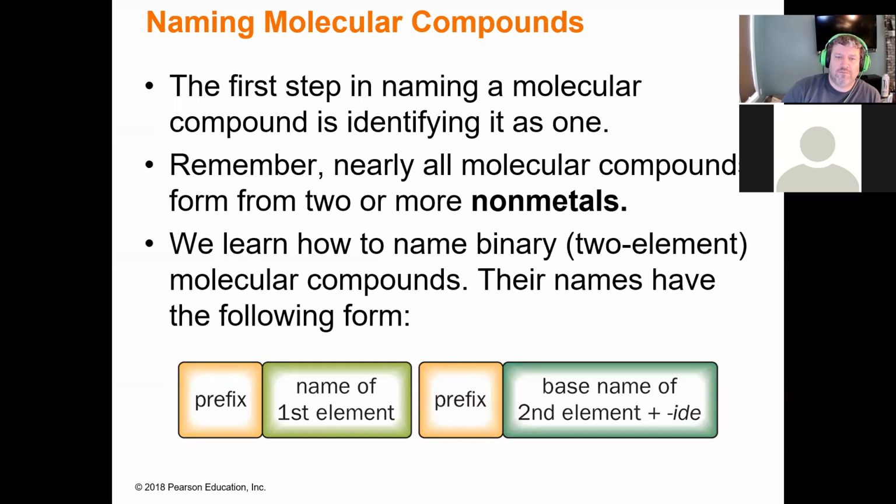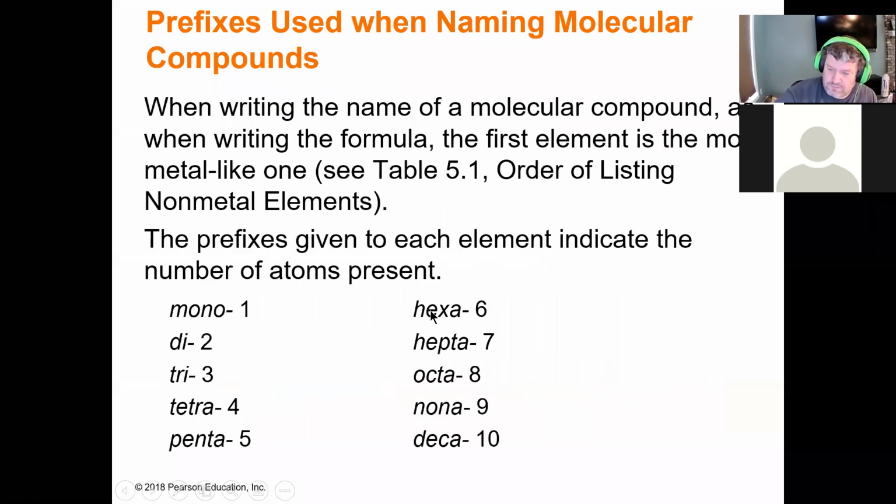If you've got 5 of them, it's penta. If you have 2 of them, it's di. The prefixes are on the next page. You'll name the first element with a prefix. Then you take the base name of the second element and add -ide, just like we did with the metal and nonmetal compounds, but we add a prefix that lets us know how many of them there are. Here are the prefixes. 1 is mono, 2 is di, 3 is tri, 4 is tetra, like tetrahedral, 5 is penta, like a pentagram, hexa is 6, hepta is 7, octa is 8, nona is 9, deca is 10. You have to know the prefixes or at least have access to them.